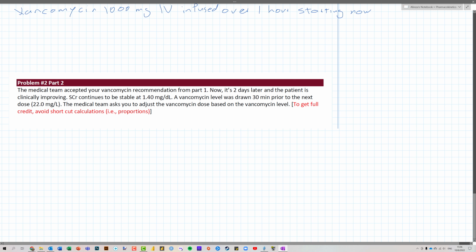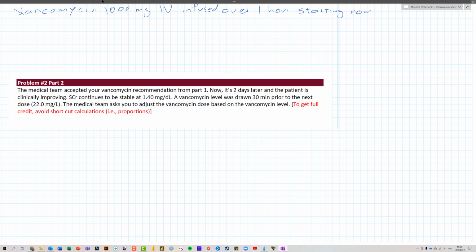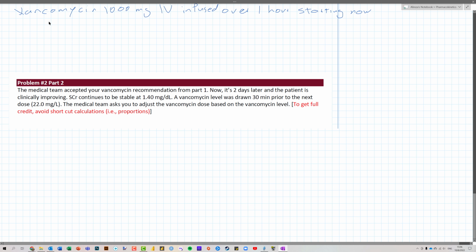So this is essentially the medical team accepted your vancomycin recommendation from part 1. Now it's 2 days later, and the patient is clinically improving. Serum creatinine continues to be 1.4, and now we do have a single vancomycin level, so just one level 30 minutes prior to the next dose, and it happens to be 22.